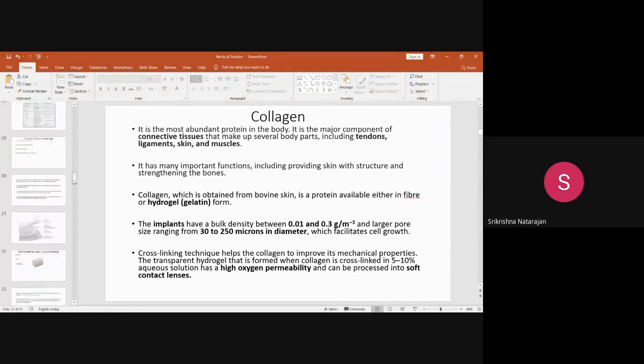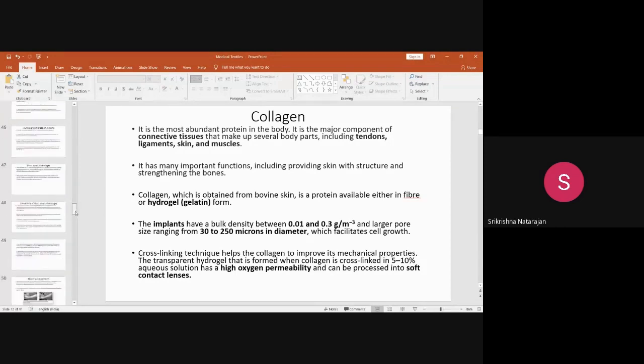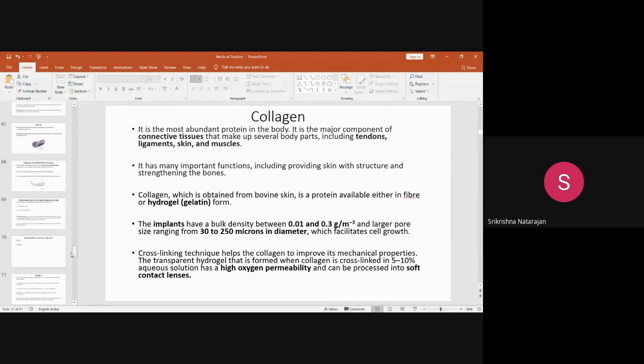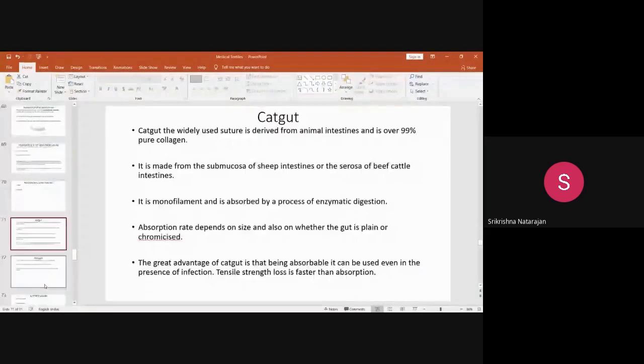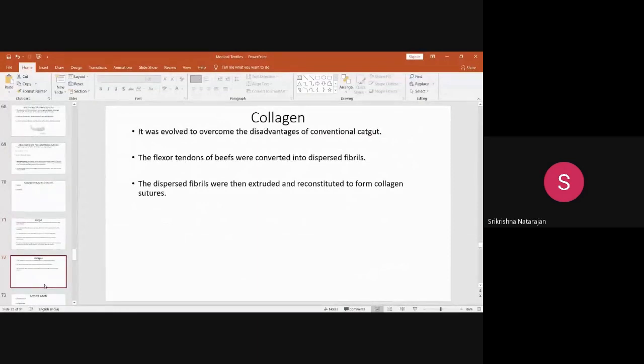From the suture point of view, since I have told you it is derived from cow skin, this has certain advantages over catgut. In catgut, what disadvantage have we seen? The tensile strength of the catgut reduces before the fiber gets absorbed in the human body. Whereas this collagen is not like that; those disadvantages are overcome by this.